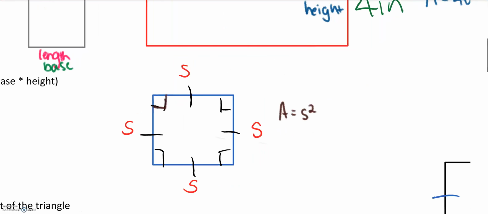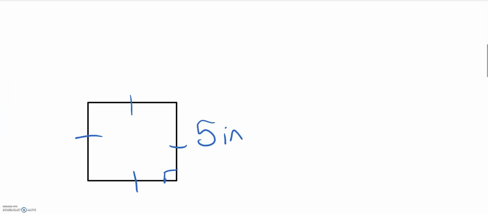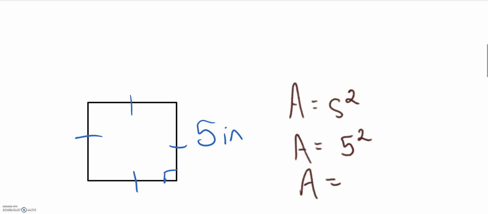So let's try an example. So here we have a square where the length of one side is 5 inches. So what's the length of every side? 5 inches, right? So our area is side squared. So area equals 5 squared. So the area is 25 inches squared.